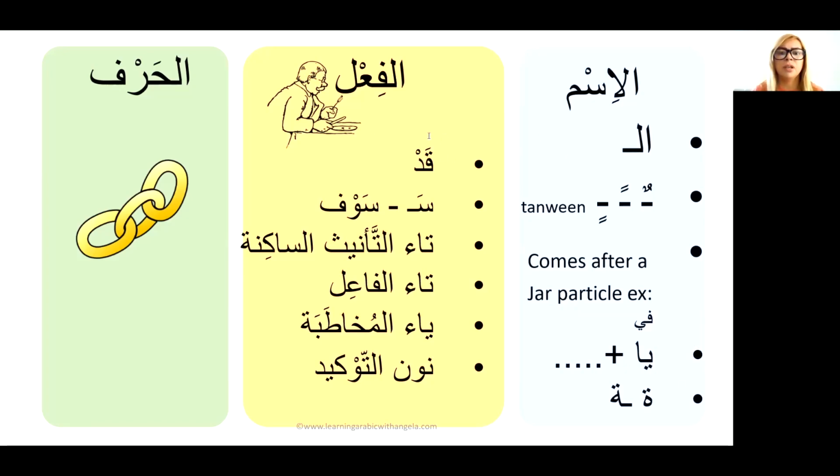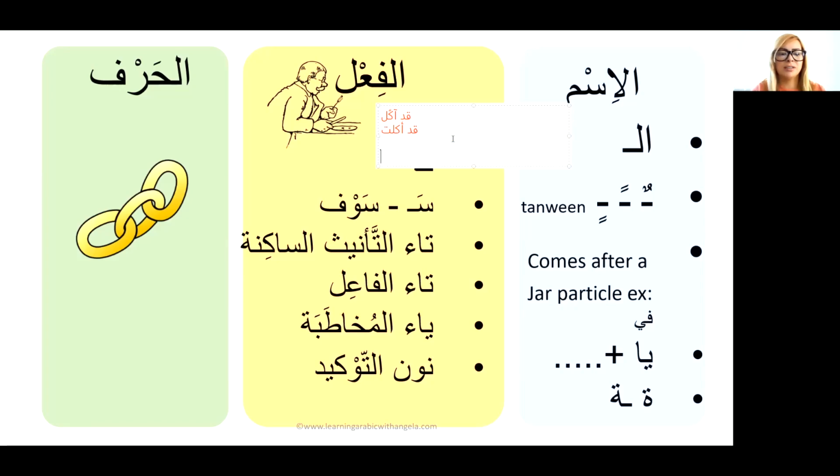Al-fa'il, the verb. Signs of the verb: qad, the particle qad, which comes before the verb, and that's going to be in a separate video. I'm not going to go into detail now. But for example, qad akulu with the present tense, that means I might eat. Qad akaltu, I did indeed eat. So when we have qad before a word, it's a verb.